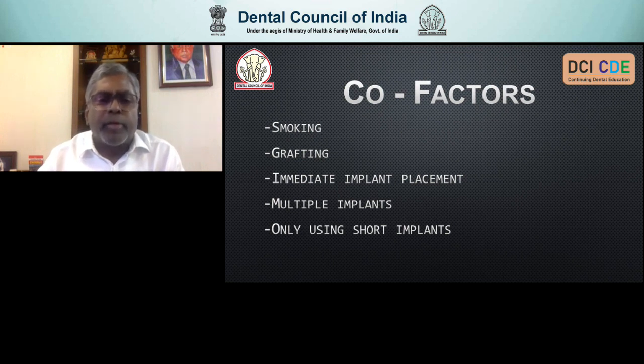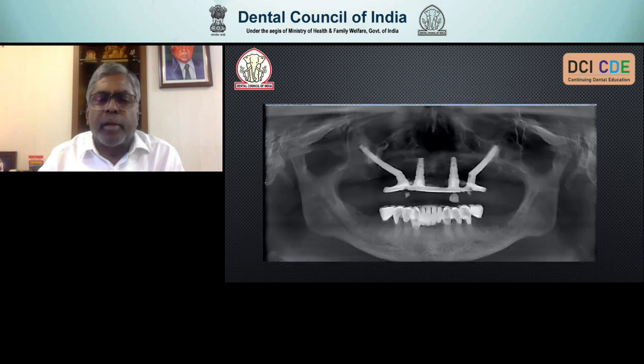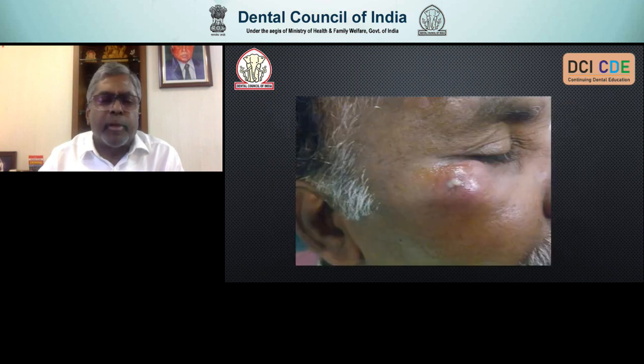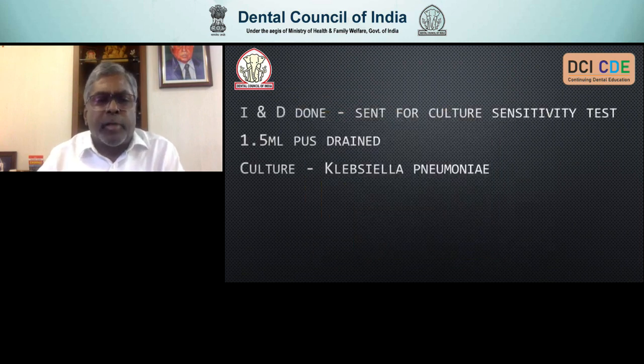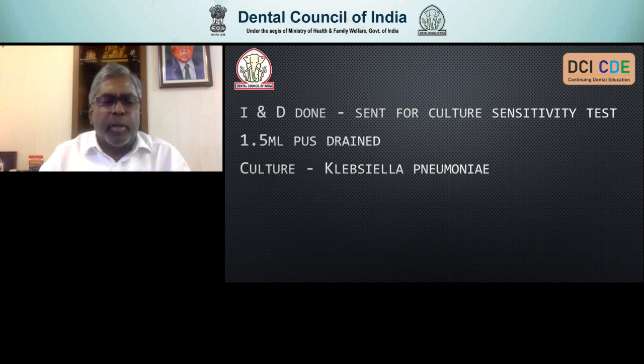Now look at this condition for a patient who had an implant earlier and landed up with an abscess on the skin. We did an IND and sent for culture sensitivity, which came back for Klebsiella pneumoniae, and we drained the pus. And then when we checked his glucose level, HbA1c was 9.4.